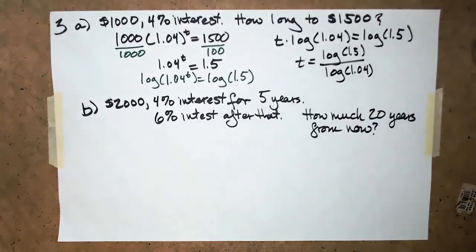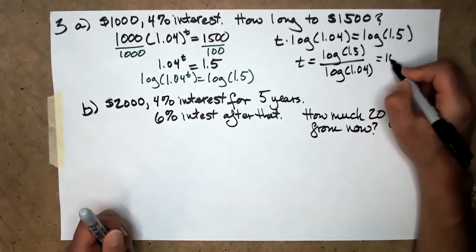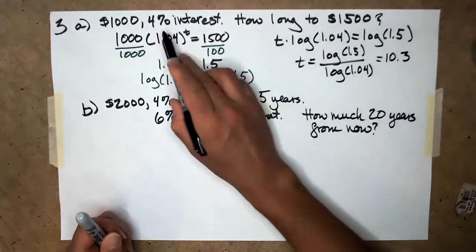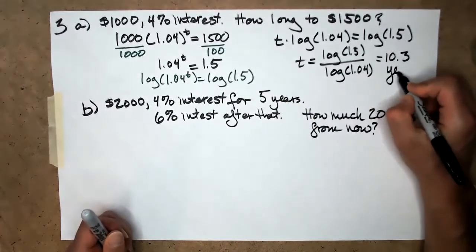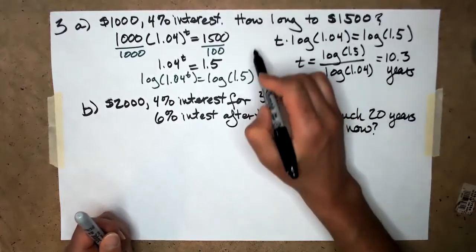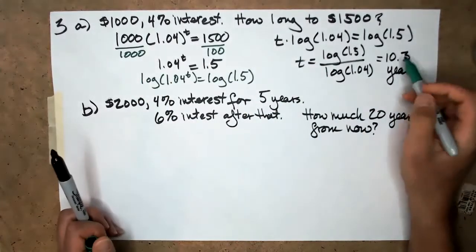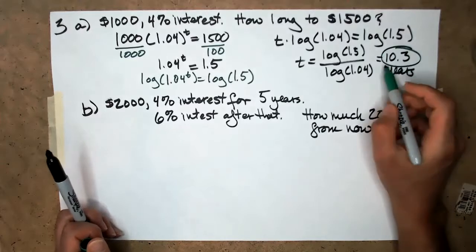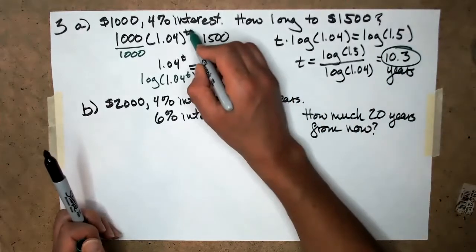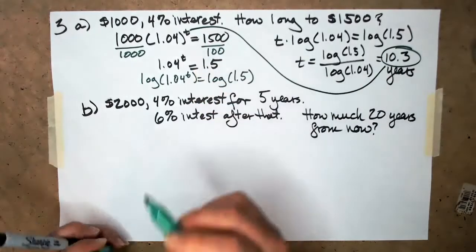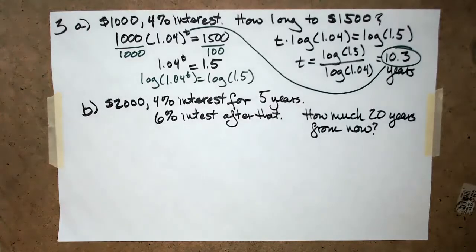And now I just go to my calculator to figure out what that is. And I plug that in and I get 10.3. What are my units? Years. What am I doing here? So in 10.3 years, I should have reached $1,500. And again, you probably ought to check your work by taking that and plugging it in over here and seeing that you get the correct answer.